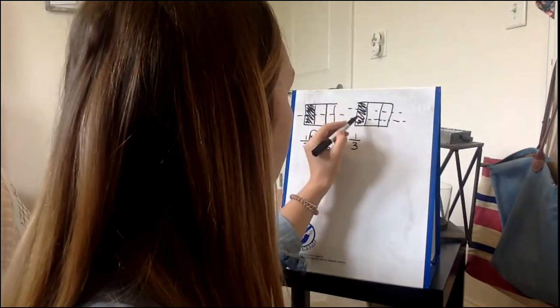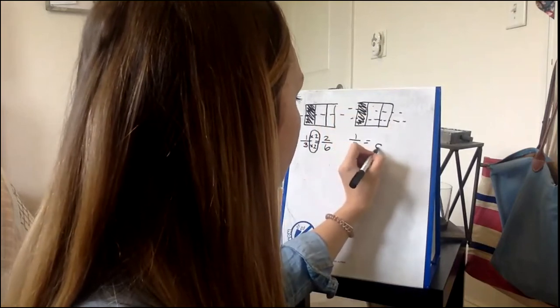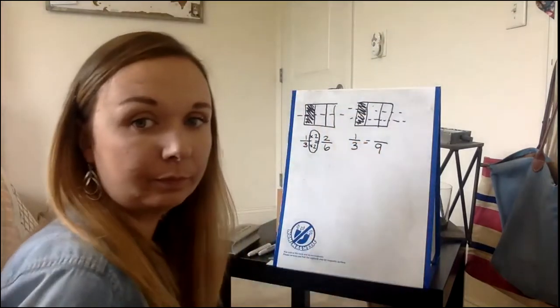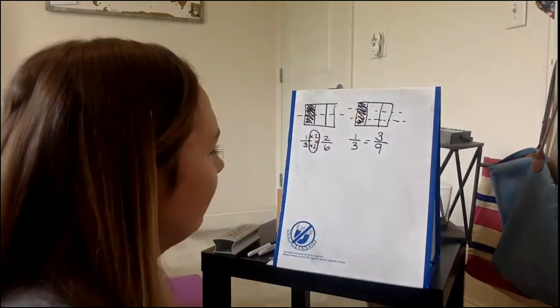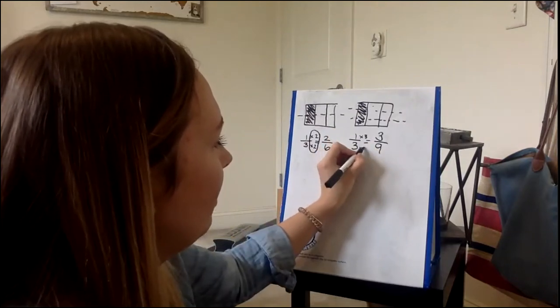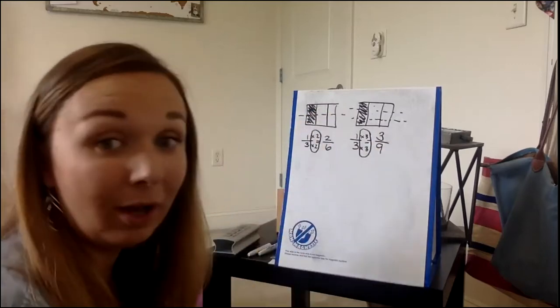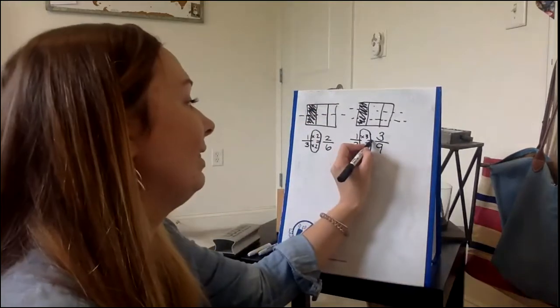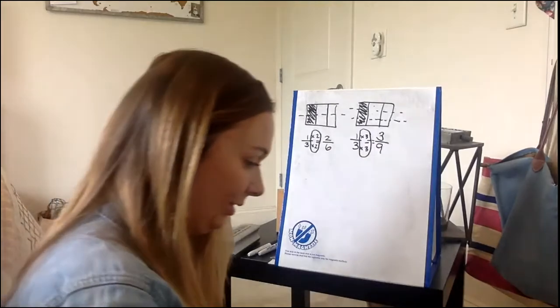I have 1, 2, 3, 4, 5, 6, 7, 8, 9 total pieces now. And 3 of them are shaded. So let's check this with multiplication. I multiplied 1 by 3, and I multiplied 3 by 3. So I multiplied by 3 over 3, which is equal to 1. So I'm correct in thinking that 1/3 and 3/9 are equivalent.